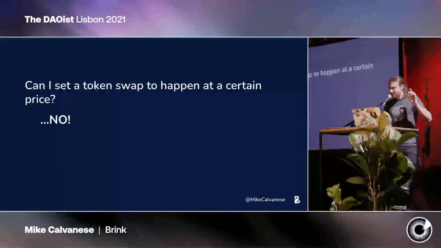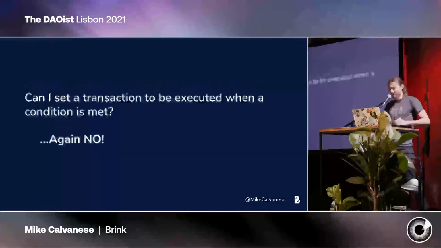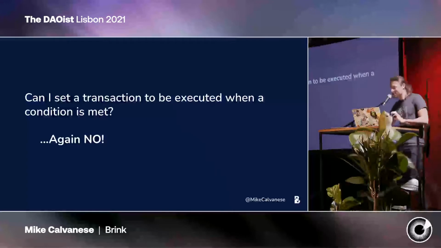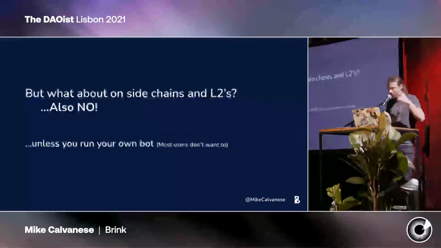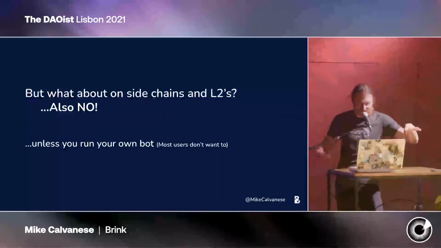Every transaction kind of happens at a point in time. You submit a transaction and it is executed. So can I set a transaction to be executed when a condition is met? No, you cannot do this. It's something that cannot be done on blockchains right now. What about on L2s and side chains? Same thing. You can't do it on L2s. There's nothing different about the way that transactions work on L2s than on L1s.